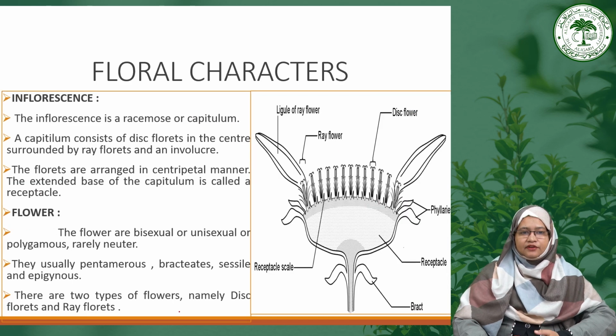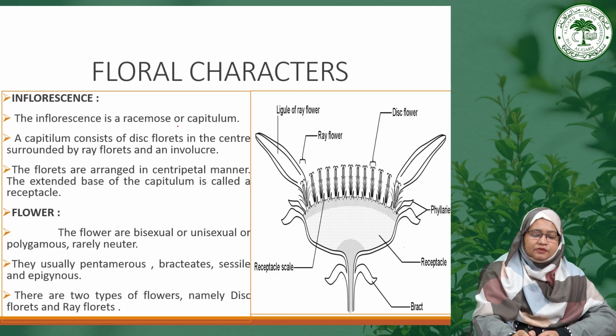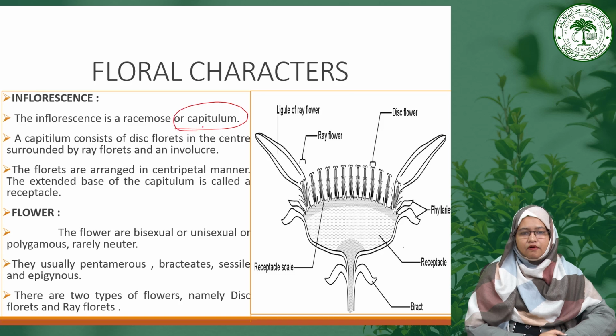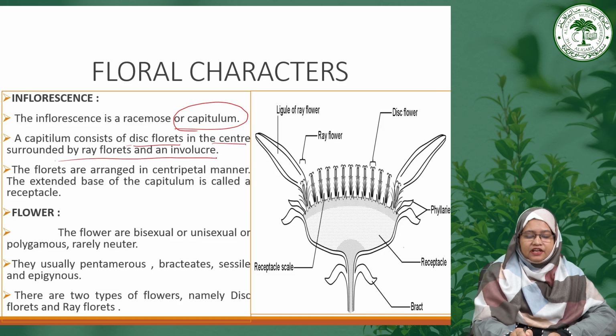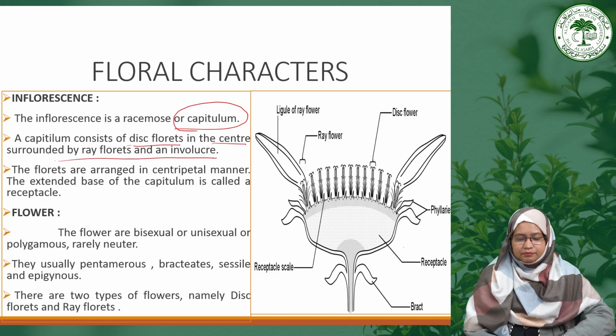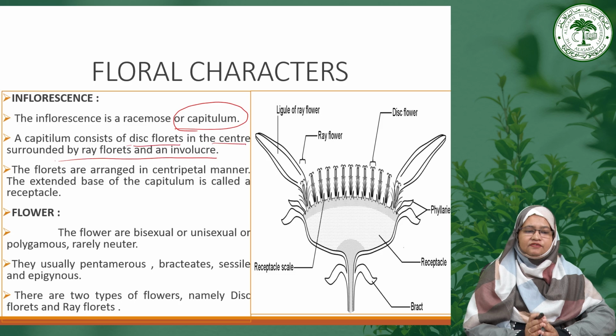And if you see the floral characters of this particular family, one of the most important things is the inflorescence. Inflorescence in this particular group is either racemose or capitulum. Capitulum, which is also called a head, is a special type of inflorescence. It consists of a disc floret in the center, surrounded by a number of ray florets and involucral bracts. So these florets are arranged in a centripetal manner.